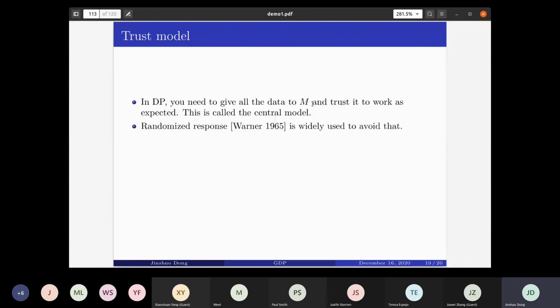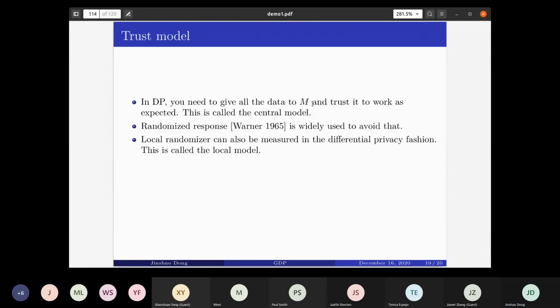We don't respond with the truth, we respond with randomization. So the idea is you don't report your true data. You use some local randomization, and that helps protect your privacy. And this can also be measured in the differential privacy fashion, epsilon delta. This is called the local model. In this model, you don't have to trust the central agent. You can guarantee that your data is randomized, and only let the central agent do the computation and not see the original data. So the computational model is local randomization for each one of the people, and then the calculation by algorithm.